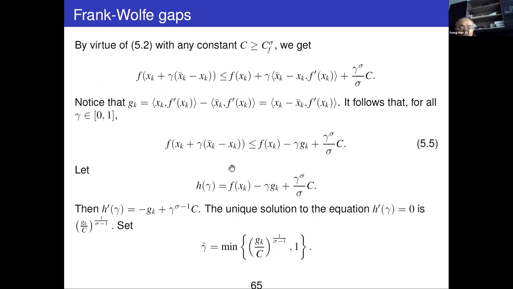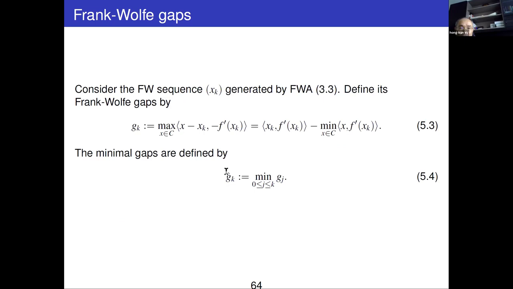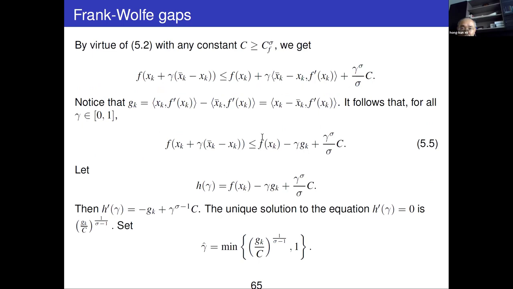Now what is the result? In the literature, there is a paper that studied the minimum gap in the case of the curvature constant. I extended this result to the more general case of the curvature constant of order sigma. Now what is my result? Let me just show you my result. Here is my result.